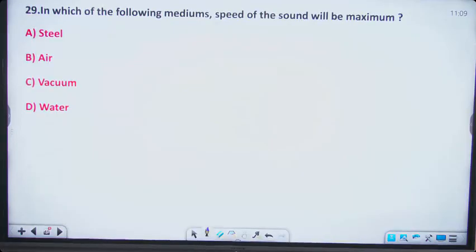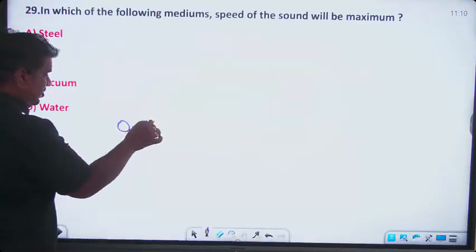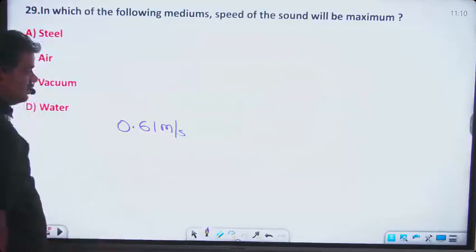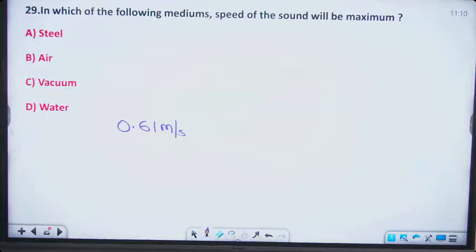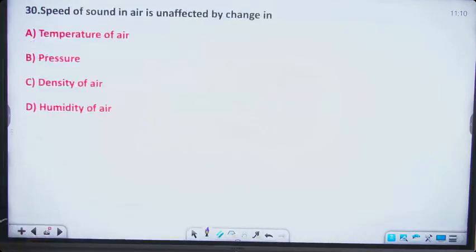Temperature is important, because when temperature increases, the velocity of sound will definitely increase. At 0 degrees we said 330. At 25 degrees centigrade, the value of velocity of sound is almost 346 meters per second. Remember one point: for every 1 degree centigrade increase in temperature, velocity of sound increases by 0.61 meters per second. So in steel, how much is it? 5,000 meters per second, glass 5,500, and in diamond it is 12,000 meters per second.